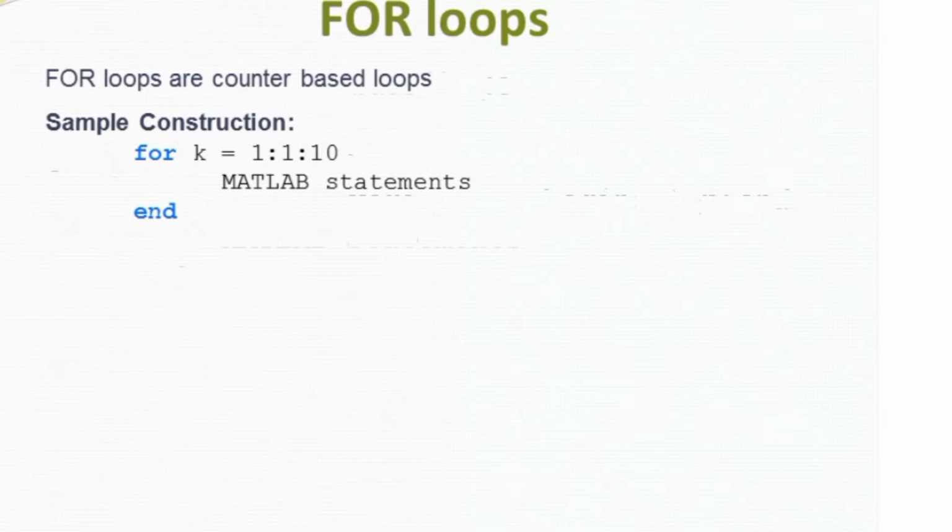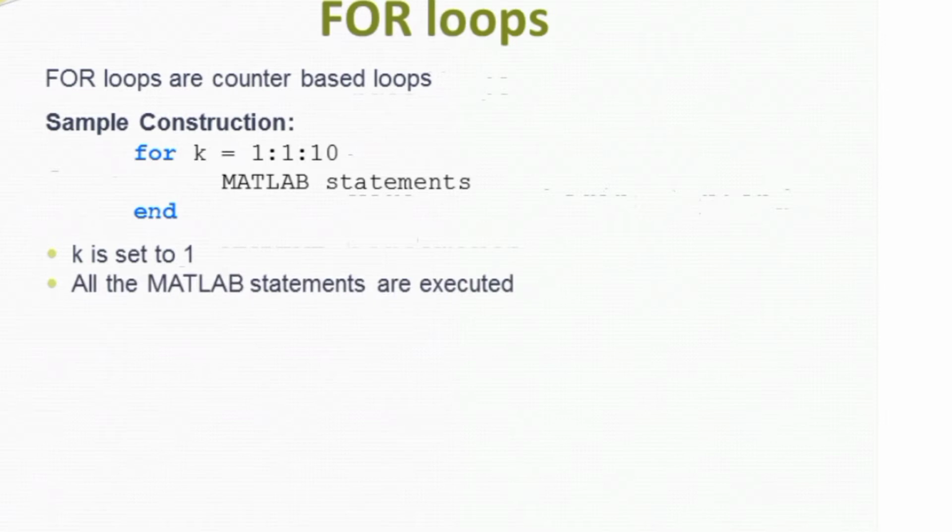So here we have an example. Our loop control variable is k, and then we have 1:1:10. So to start off with, the value of k is set to 1. We perform the set of Matlab statements that are included within the loop, and then we repeat. At that point, k is then incremented to the value of 2 since our step size is 1.